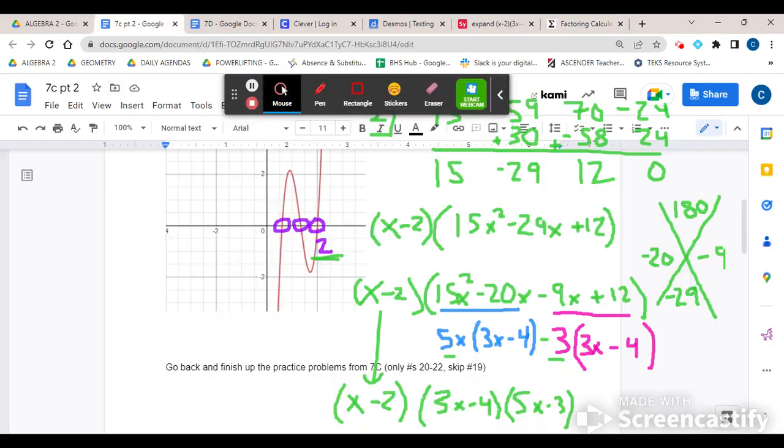All right, so that's 7C part 2, in case you need another example. Go back and try to finish the rest of the problems from 7C.